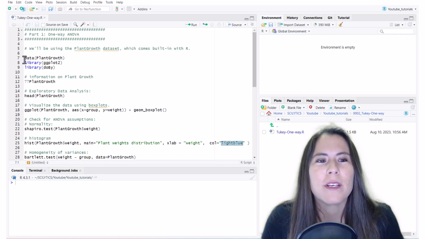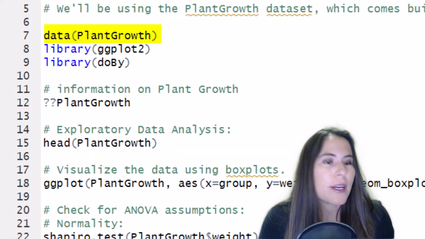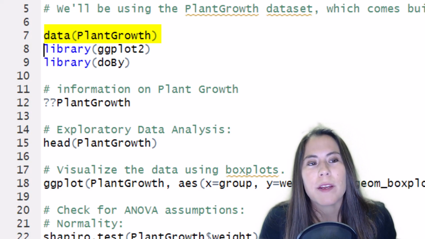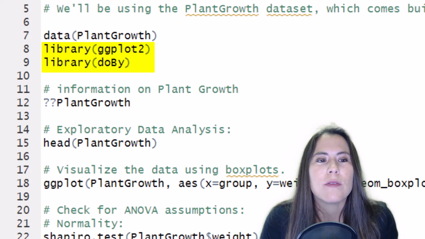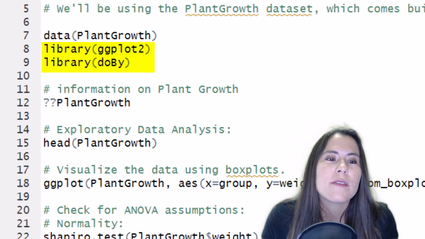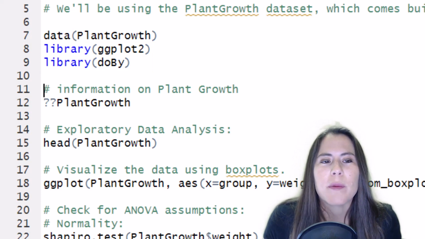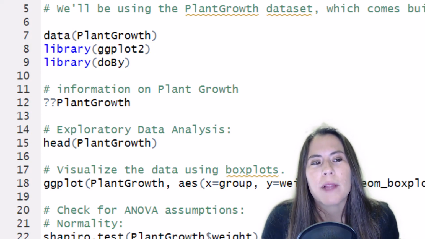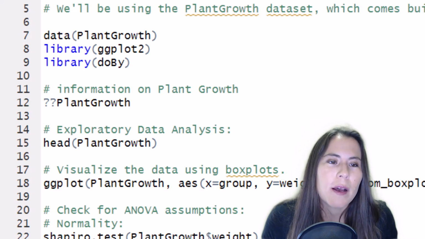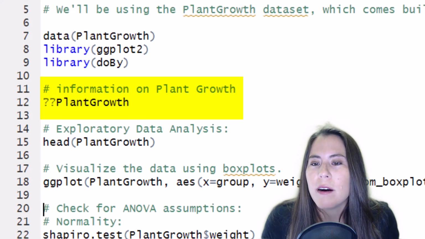So we have the PlantGrowth data set that we're going to use. It comes with R, so we can read it by using data(PlantGrowth). And then we're going to use two libraries, the ggplot2 library and the doBy library. The ggplot is just for making box plots and different visualizations, and the doBy library is just to do a summary statistics table. If you want to get more information on PlantGrowth, you can do ?PlantGrowth.